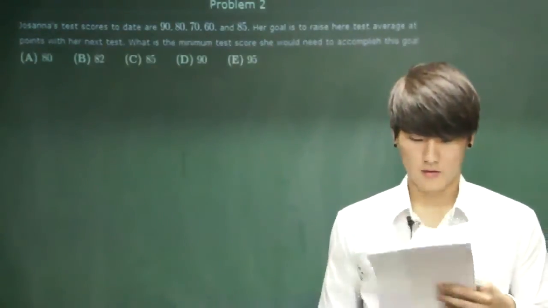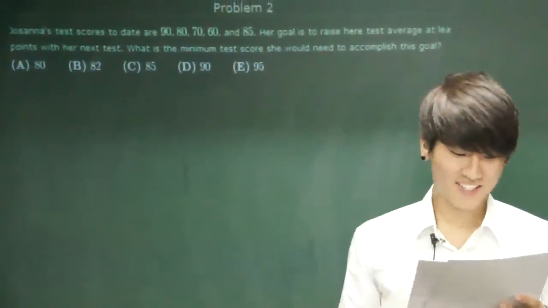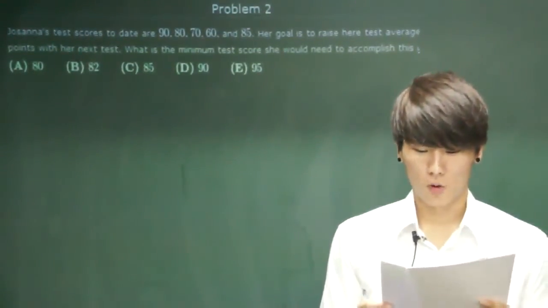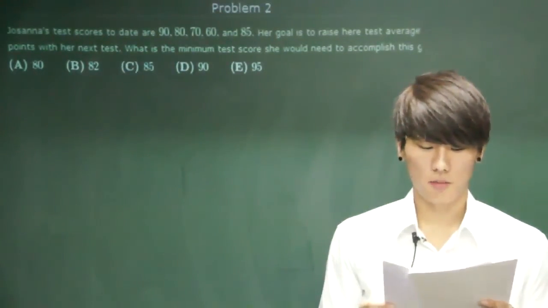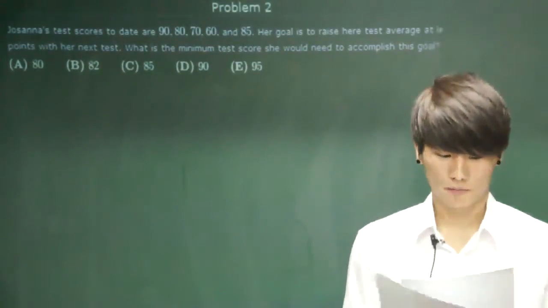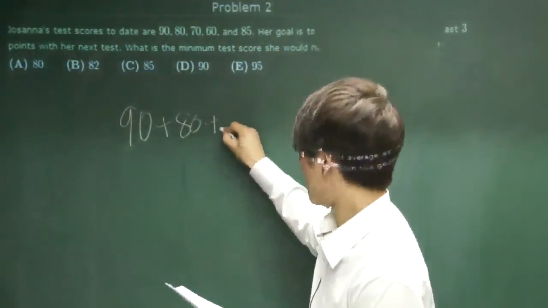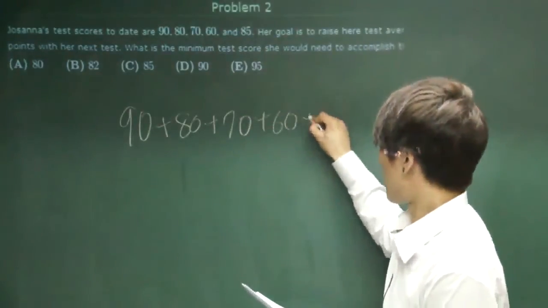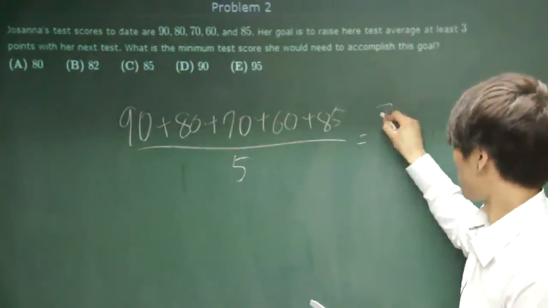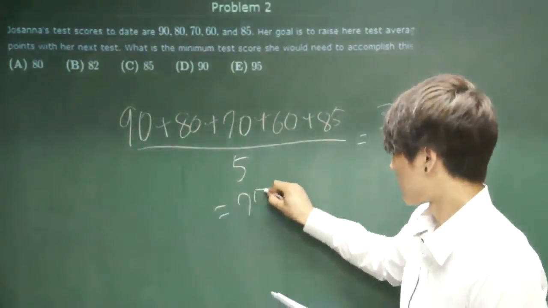Second question. Josana's test scores to date are 90, 80, 70, 60, and 85. Her goal is to raise her test average at least 3 points with her next test. What is the minimum test score she would need to accomplish this goal? So her average is 90, 80, 70, 60, and 85. There are 5 tests, so 385 divided by 5, which equals 77.